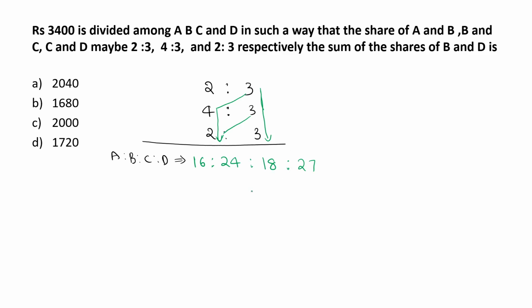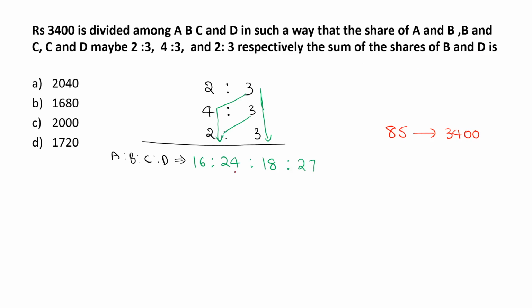Then the ratio of A:B:C:D is 16:24:18:27. The combination of these terms of the ratio gives the whole amount, that is 3400. The combination gives us 16 plus 24, 40, 58, 85. The value of 85 units is nothing but 3400, and we need to find the sum of the shares of B and D.